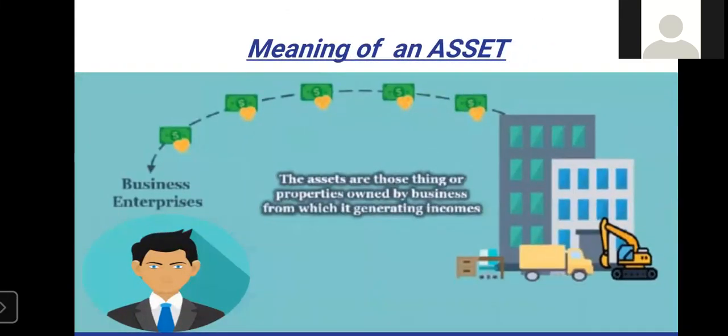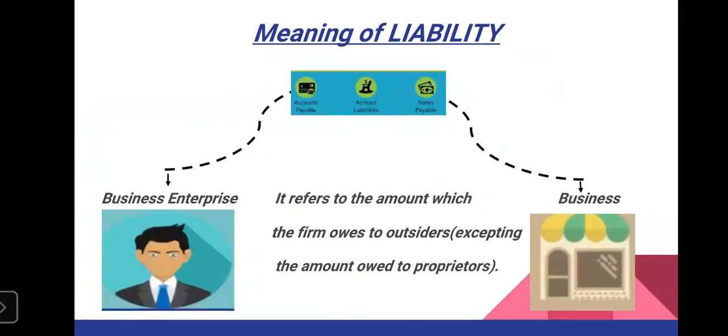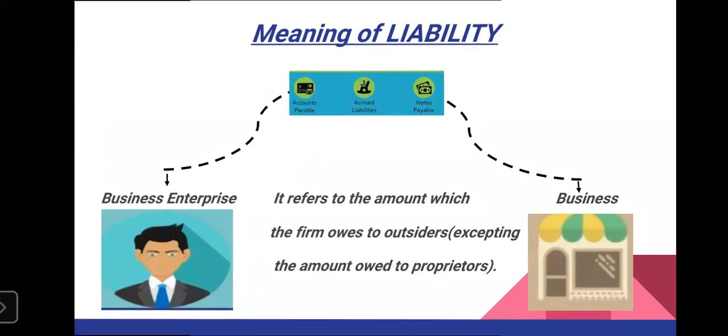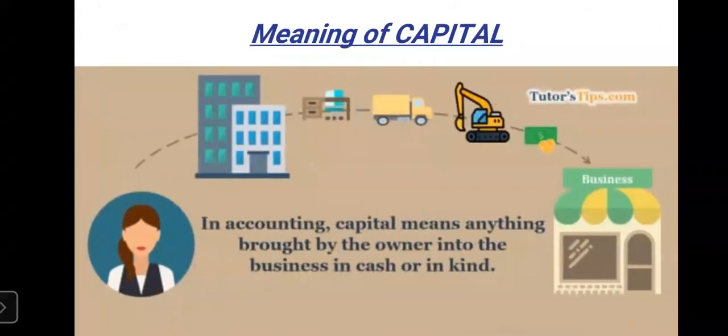Second is the meaning of an asset. Assets are those things or properties owned by a business from which it generates income. Next is the meaning of liability. It refers to the amount which the firm owes to outsiders, excepting the amount owed to proprietors. Next is the meaning of capital. In accounting, capital means anything brought by the owner into the business in cash or in kind.